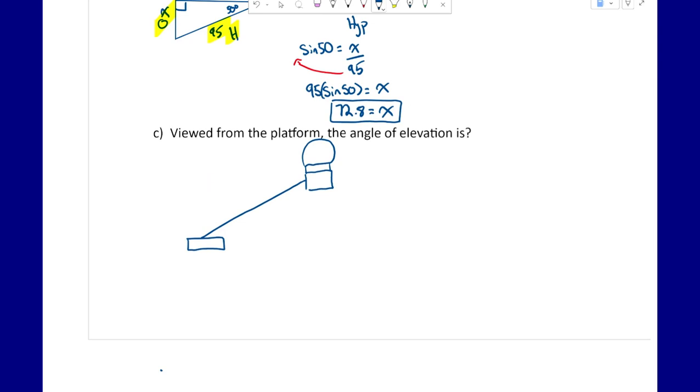We know that from the horizontal down, this angle of depression is 50 degrees. And we want to figure out the angle of elevation on the platform. So the angle of elevation on the platform goes from a horizontal. If I look at the platform and I have my horizontal and I go up from that horizontal, this is the angle of elevation that we're looking for.